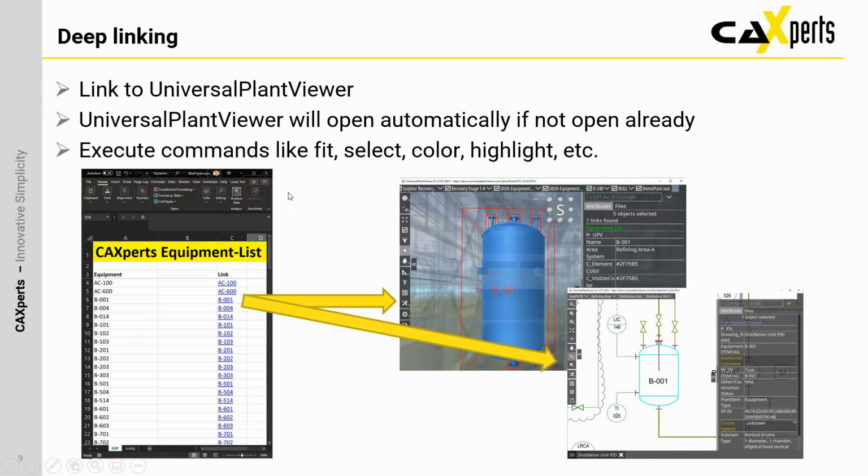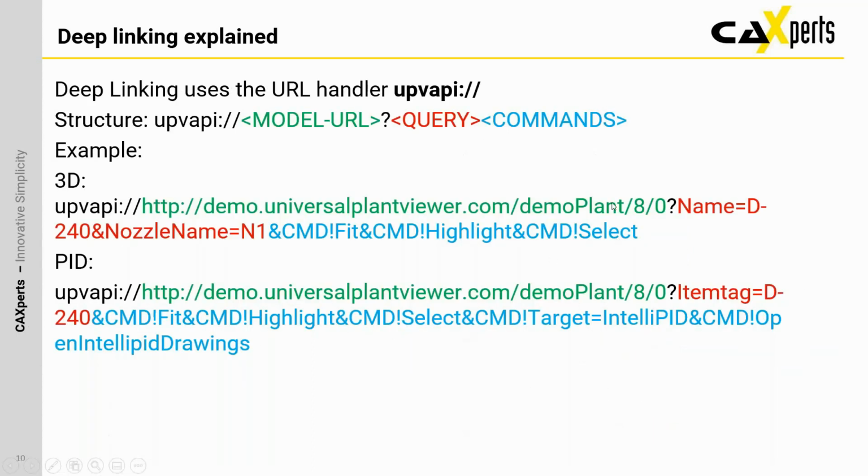It will open the model and then it will execute the commands that were specified in the links. And you could have commands like fit, select, color, highlight, and many more. I will show them in a few moments on the next page. But this basically allows you to jump from any document or website into UniversalPlantViewer and to find a specific object. So I will now explain how the deep linking works.